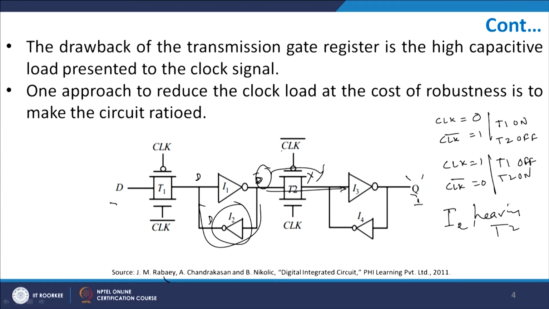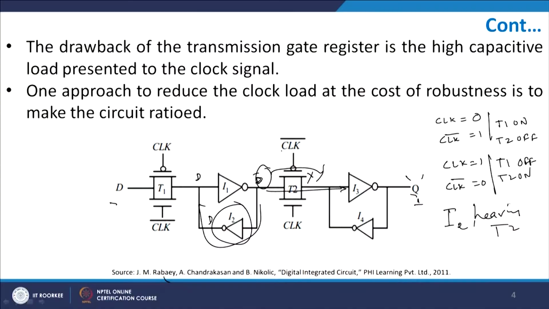So, this is the basic idea or basic concept of a transmission gate register. This is a TG based register. Here the clock load there was 8, here it is 4. So, you have reduced the clock load by approximately half. In the previous case the clock load was 8, in this case the clock load is approximately half, and we have achieved it by making it ratioed and making I2 and I4 relatively weaker as compared to I1 and I3.